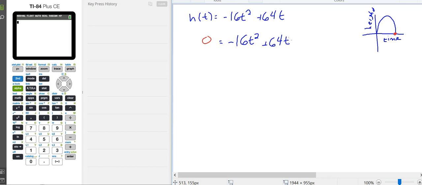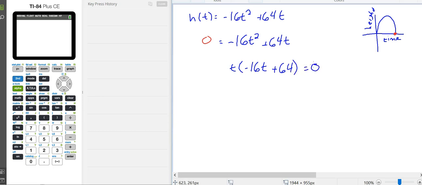This is just a regular quadratic equation. We have it set equal to 0. Whenever we're solving a quadratic equation that's set equal to 0, the first thing we want to try is to see if there's a GCF, and there is. We can take out a t: t times negative 16t squared divided by t is negative 16t, 64t divided by t is 64, and this whole thing is equal to 0.